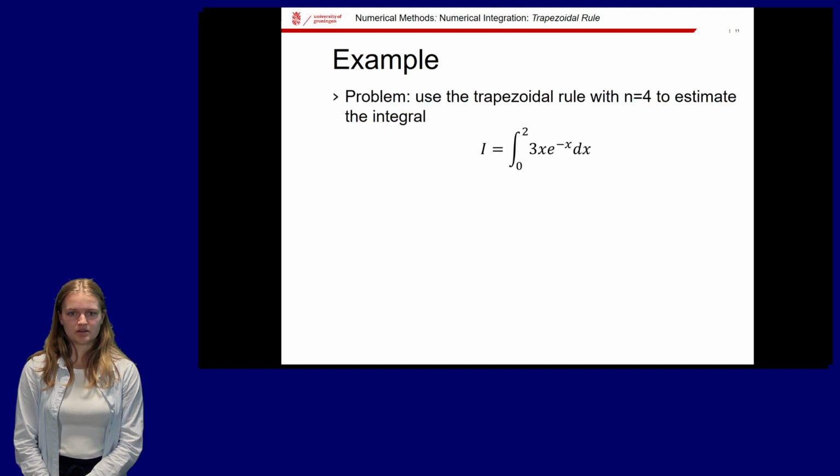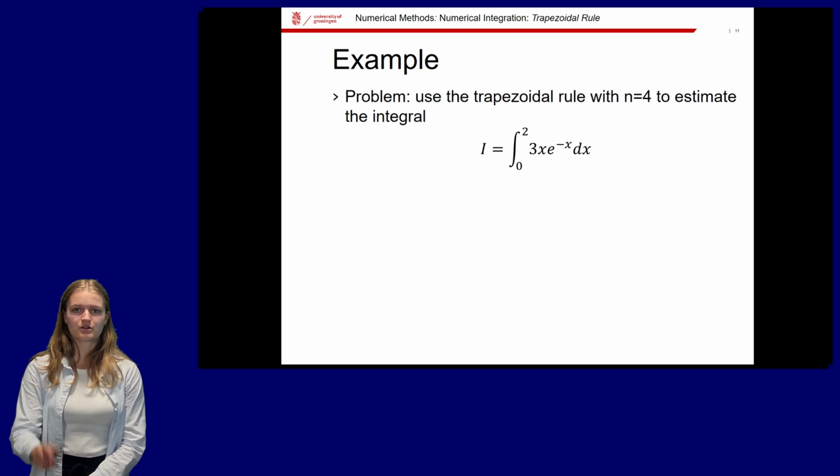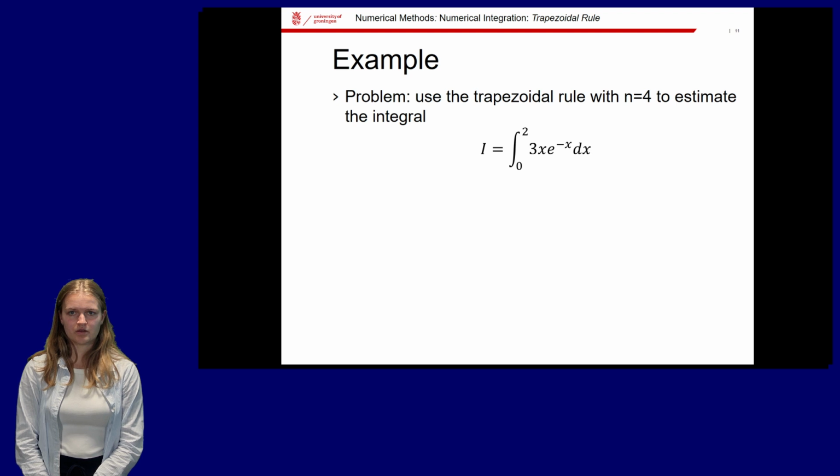So now let us apply the trapezoidal rule to an example problem. So here we want to estimate the integral of this function, 3x times the exponential function of minus x, over this interval from 0 to 2. And we're going to use the trapezoidal rule with 4 segments.